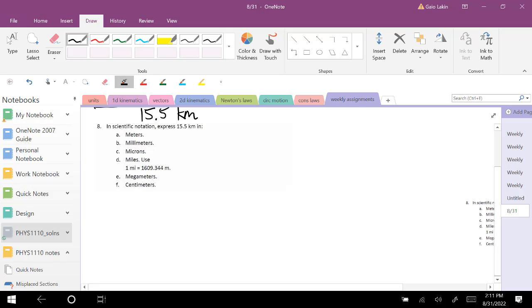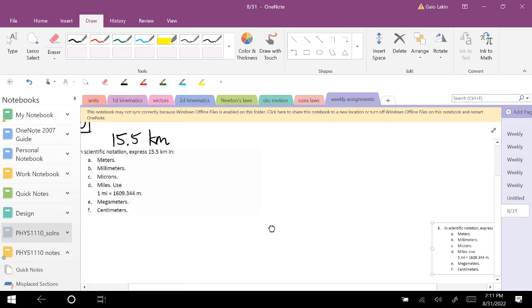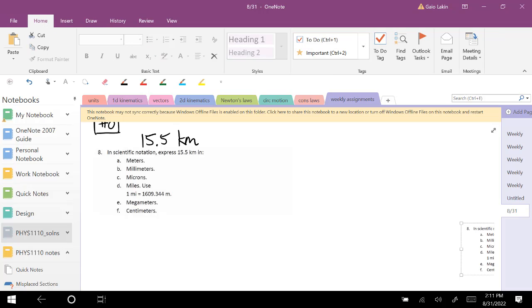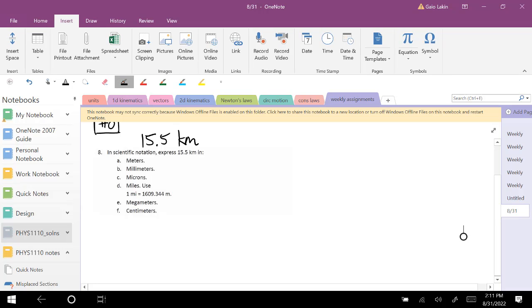So we start with 15.5 kilometers. And when you start with a prefix, like in this case, the prefix is kilo, right? It means 10 to the third. I'm gonna just put that into my number, and that'll convert us from kilometers to meters on its own right away. So I'm gonna think of this as 15.5. I'm gonna replace kilo with times 10 to the third. And that's gonna be my starting point.